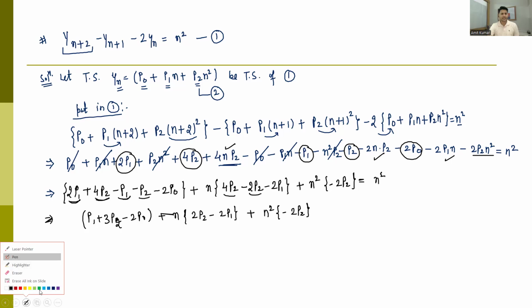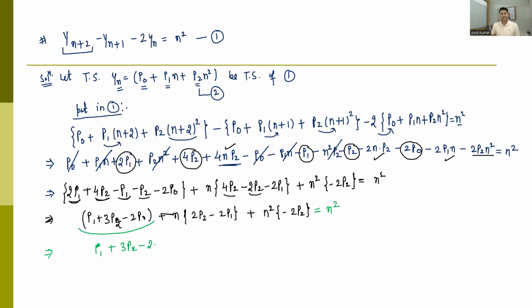Now what next? We will compare the coefficients on both sides to obtain the constants. If you see the left hand side, these are the constant terms. What is constant on the right side? No constant, so this is equal to 0. So P1 plus 3P2 minus twice of P0 is equal to 0.